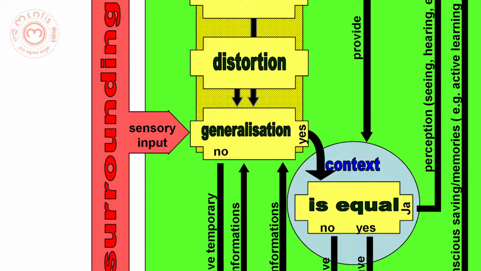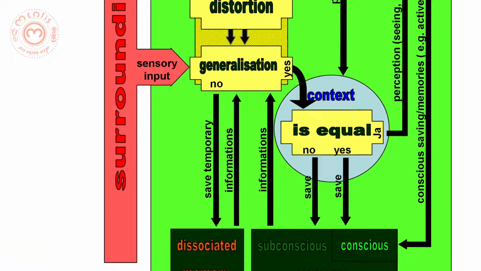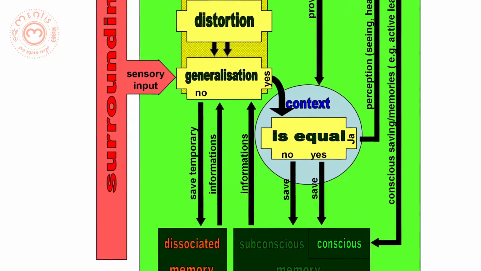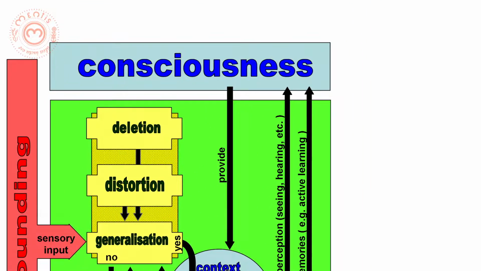The generalization function determines whether an assignment can be made with the help of a distortion or an erasure. If this is not the case, the information is stored in the dissociated memory for later processing. Of course, the information already stored from the dissociated as well as the associated memory is also necessary for the processing of the new information. If everything runs optimally, the consciousness is aligned.